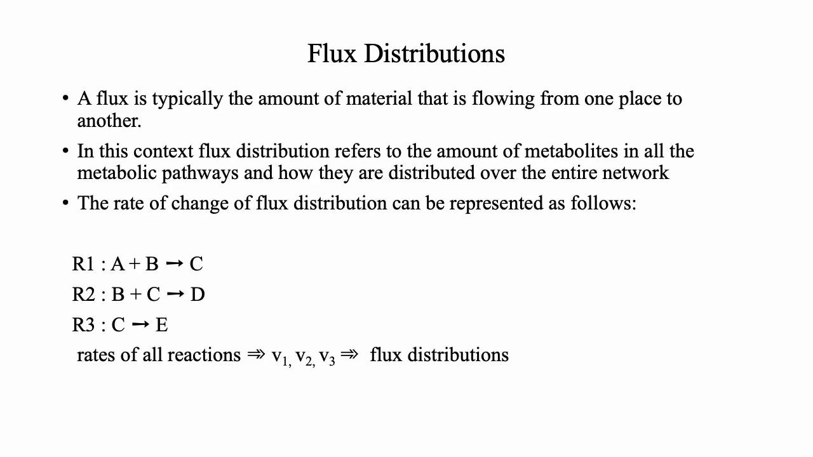Flux distribution. In the metabolic pathways of any organism, a flux is typically the amount of material that is flowing from one place to another. So flux is basically an amount. Suppose we go into the glucose or glycolysis pathway: the amount of glucose that is getting consumed differs among organisms, as different organisms will have different amounts of uptake or utilization of glucose.